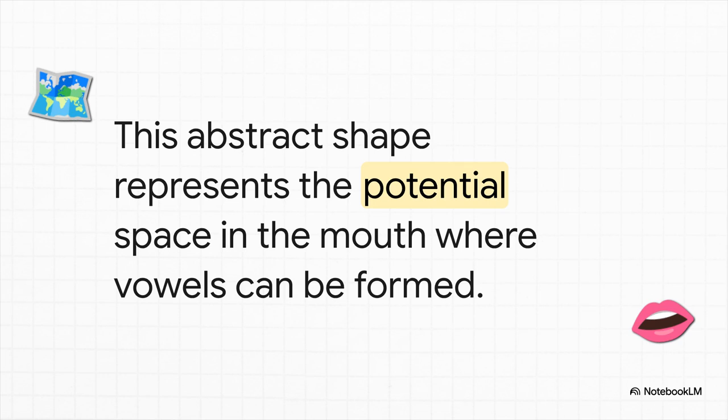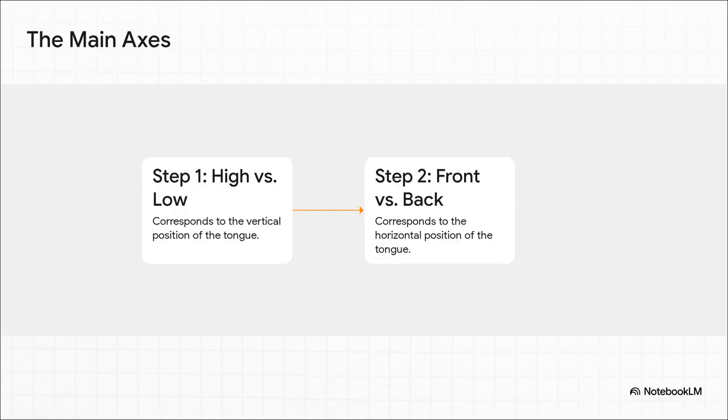It all starts with this simple shape, right? And this represents that open space inside your mouth. Now, the big question is, how do we actually place vowels onto this empty grid? We use two main axes. The vertical one is all about tongue height. Just try it. Say E. Feel how high your tongue is up there? Now say ah. Feel it just drop? Okay, so the horizontal axis is how far front or back your tongue is. Compare E again, way up front, with oo, where you can feel your tongue pull way back.